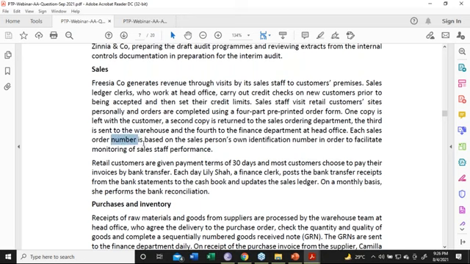Each sales order number is based on the salesperson's own identification number in order to facilitate monitoring of sales staff performance. There is a deficiency here. What's the deficiency? Can you tell me in the question section?